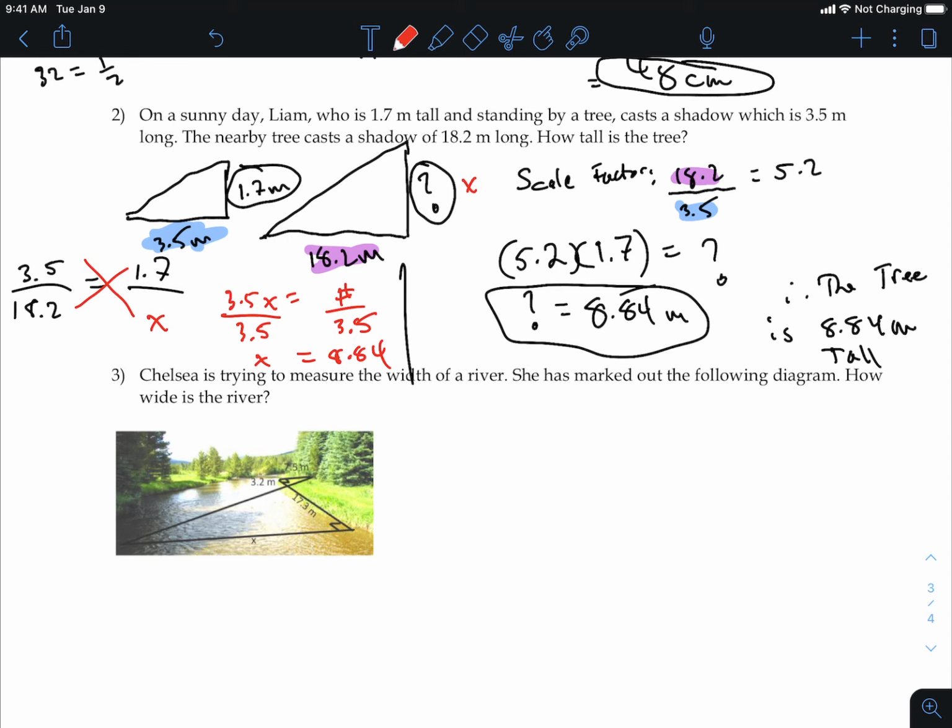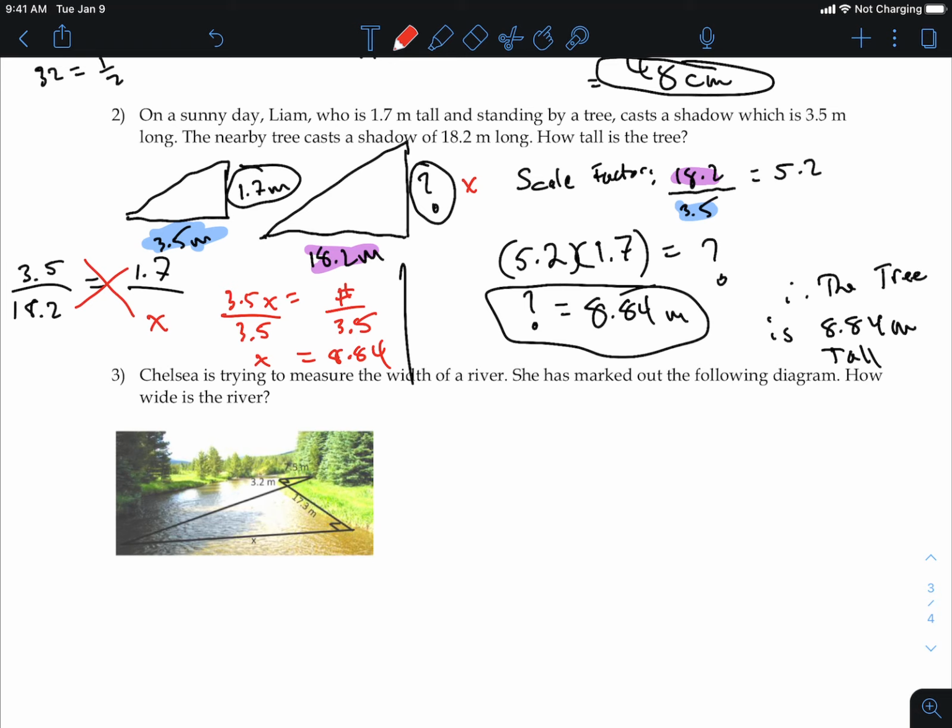If you don't necessarily like setting up the scale factor and remembering, okay, I'm going from a smaller one to a bigger one, so I have to multiply, or just that step of having to remember something, if you just want to set up a ratio and then cross multiply and solve, it's all good. That'll take care of it for you too. Okay?